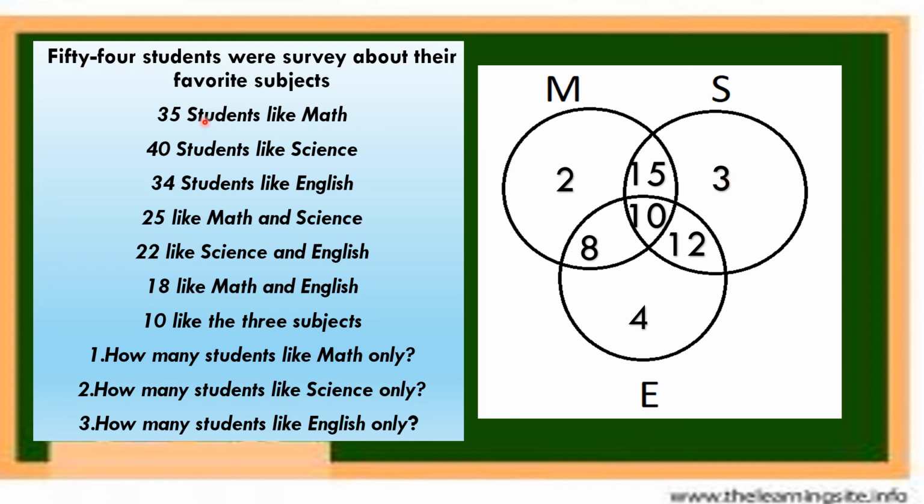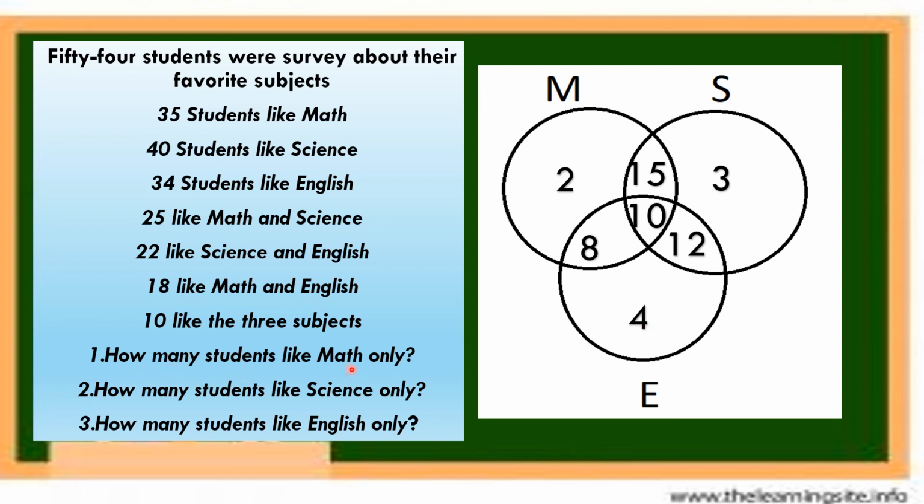Next, we have English. For English, we have 34 like English. So, 8 plus 10 is 18. 18 plus 12 is 30. So, we have 34. 34 minus 30 is 4. So, now we can already answer the question.